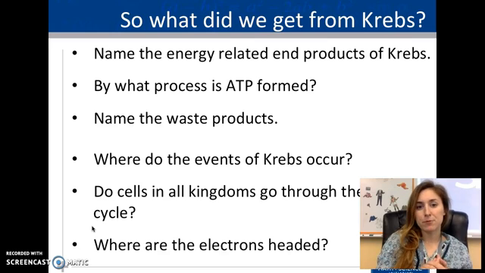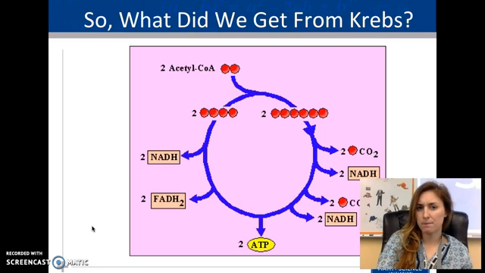So what did we get from the Krebs cycle? How was ATP formed? What are the waste products? How do the events occur? Do all cells? See if you can answer these. Bring these up on Wednesday. Answering these questions as a class is going to be probably the best way to go over them.